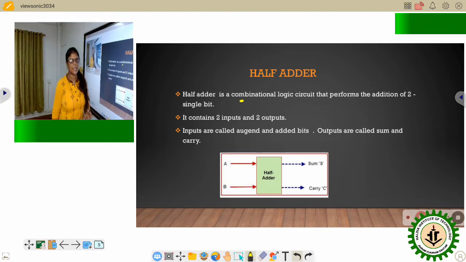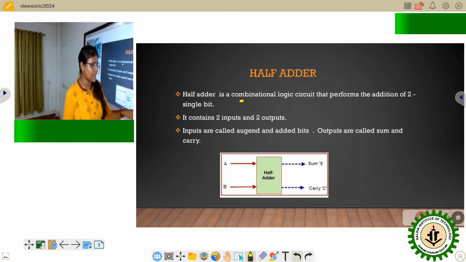A half adder has two inputs and gives two outputs. The inputs are called the augend and addend bits, and the outputs are called the sum and carry. In the half adder circuit, we are giving the inputs A, B and we are getting the outputs as sum and carry.